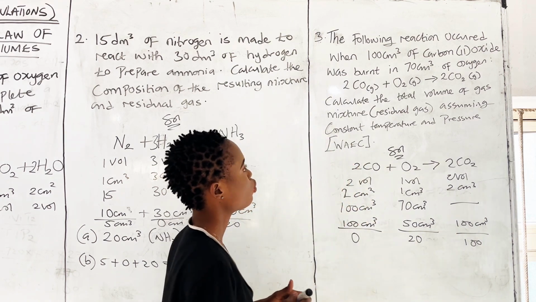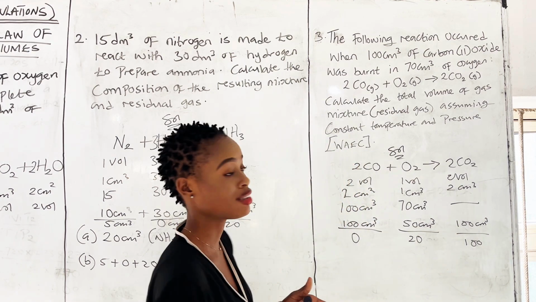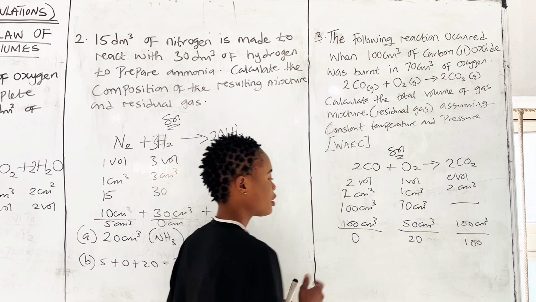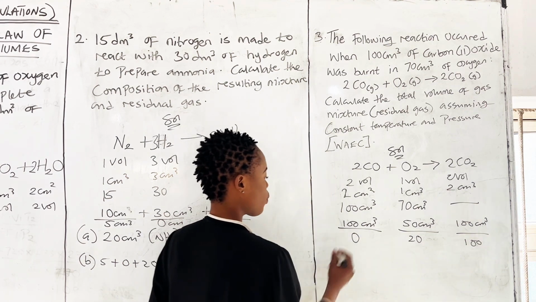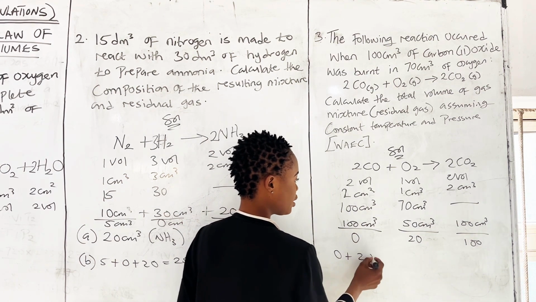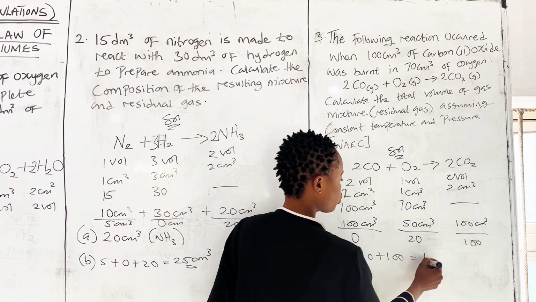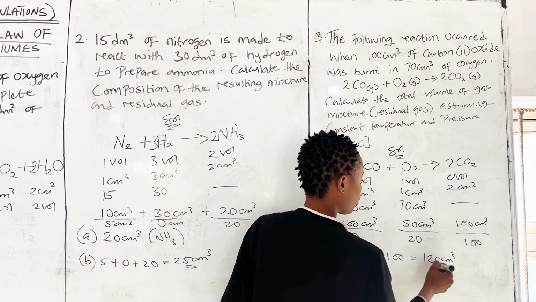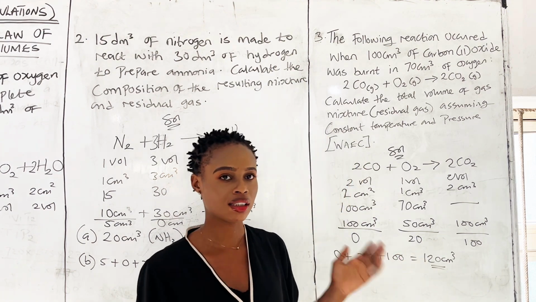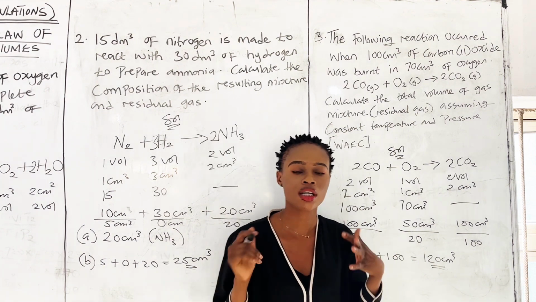So the question says what? Calculate the total volume of the what? Residual gas. So just one question. So residual is what is left behind. So our answer is 0 plus 20 plus 100, which is equal to 120 centimeter cube. So that is our final answer. So you can see that the Gay-Lussac law questions are not difficult.